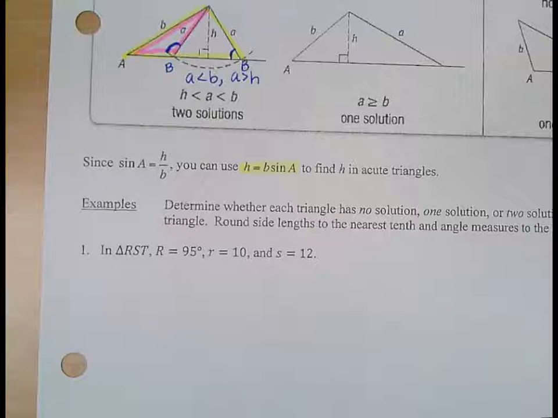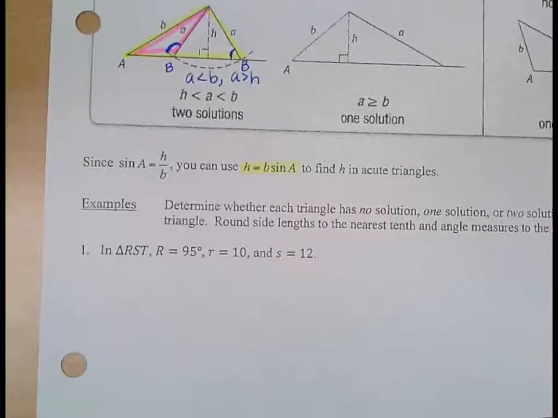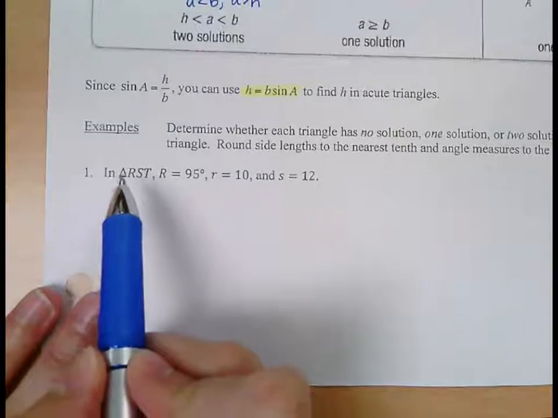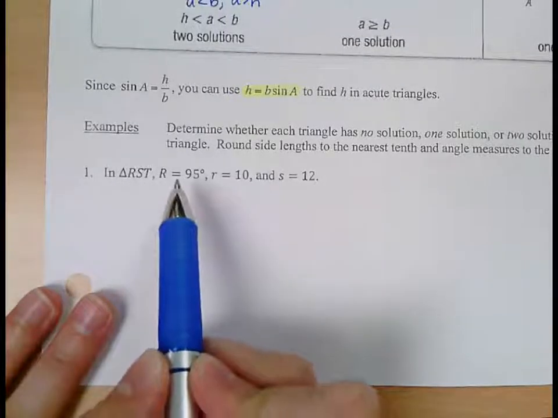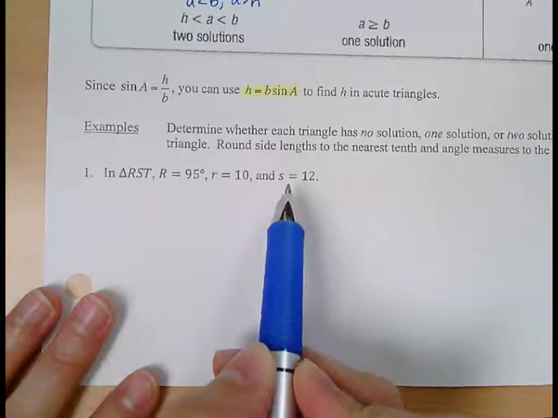So for each of these 3 examples, we're going to determine, is there no solution, one solution, or 2? And then if there's 1 or 2 solutions, we'll find them. And any side lengths round to the nearest tenth, any angle measures round to the nearest degree. So for example 1, we have triangle RST. We're given angle R is 95 degrees, side R is 10, side S is 12.